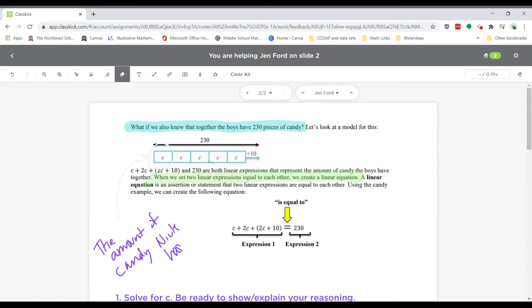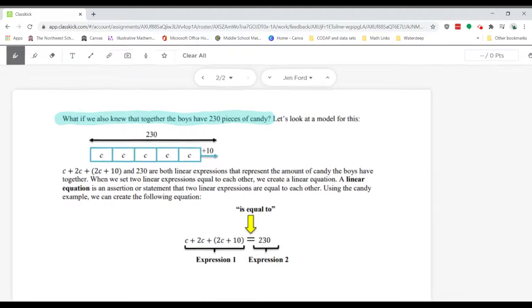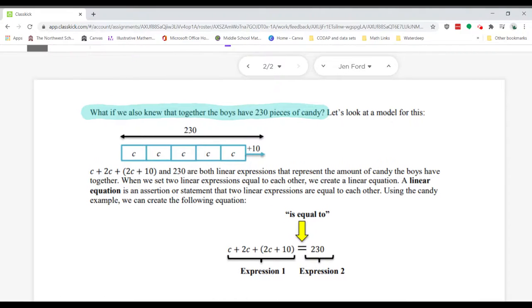If I look at the model, I'm going to go ahead and erase all this. I don't need that anymore. Okay, so if I put in 44 every place I see a C, then that whole bar should equal 230.